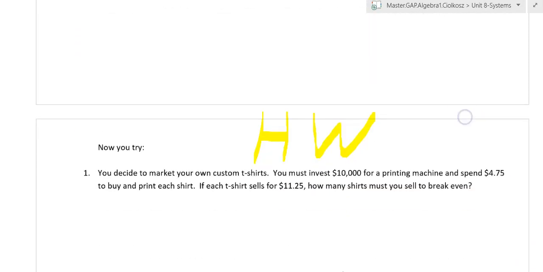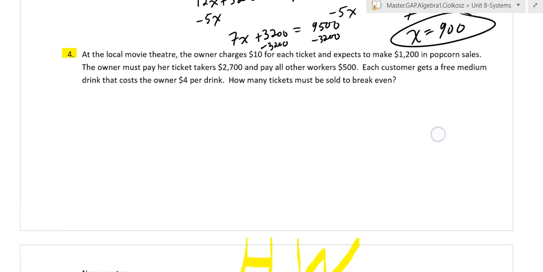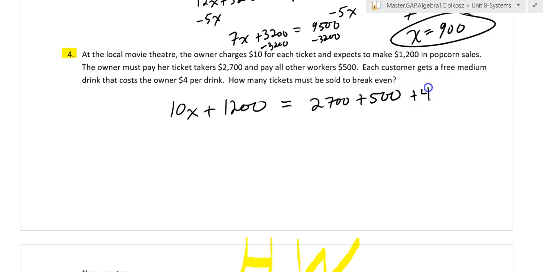And our last example, before you guys get on to practicing here: at the local movie theater, the owner charges $10 for each ticket, and I'm going to make about $1,200 in popcorn sales. So that's equal to 10x plus 1,200. The owner must pay her ticket takers $2,700 and all other workers $500. So now I'm spending money. Each customer gets a free medium drink that costs me $4 per drink. So, same as above, let's go ahead and solve now.